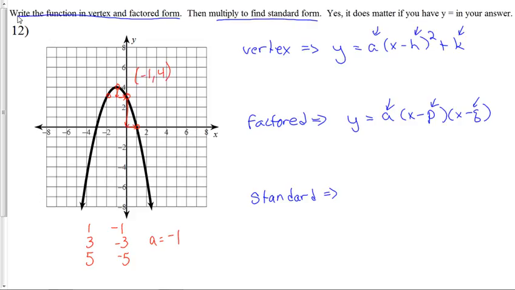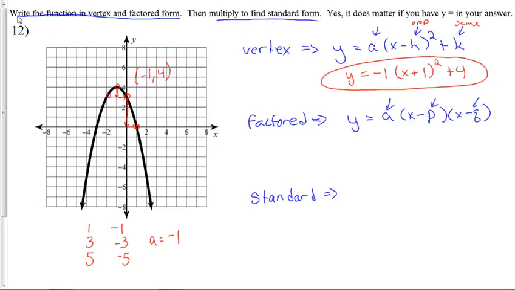So the vertex form ends up looking like this. Okay, remember this is the opposite. So x, let's see, x -1, so it'd be x plus 1 would be opposite, squared. And then k is the same, so that'd be +4. There's your vertex form.